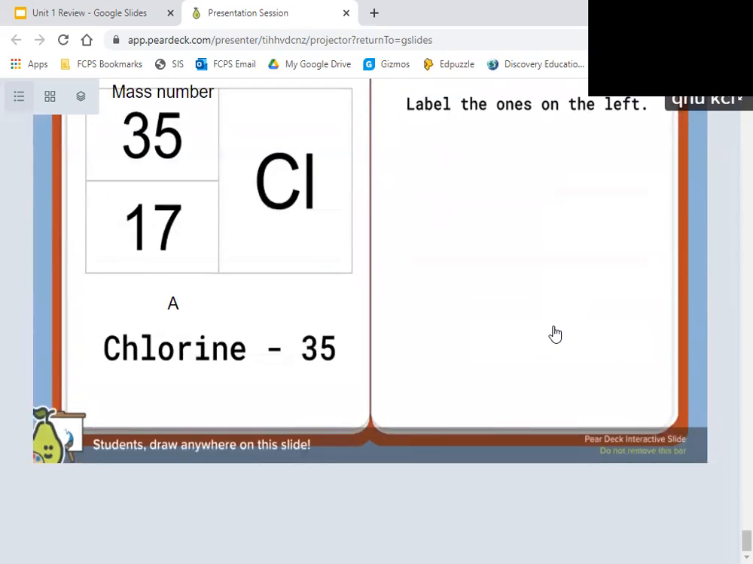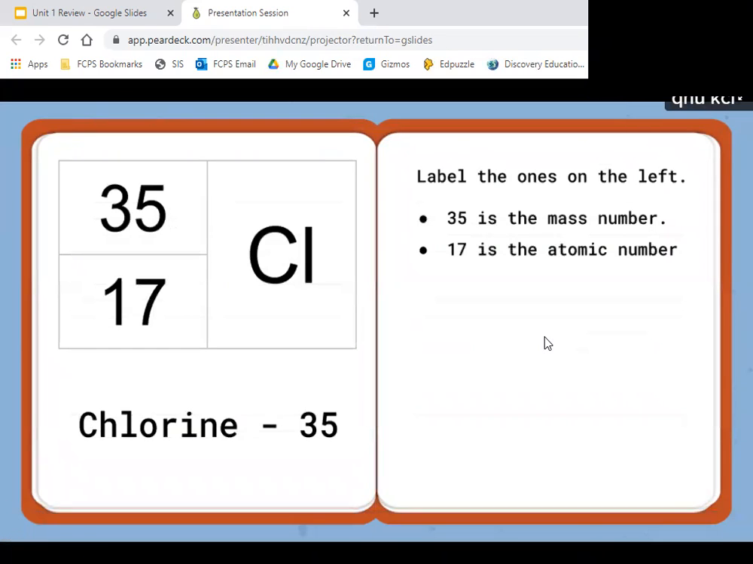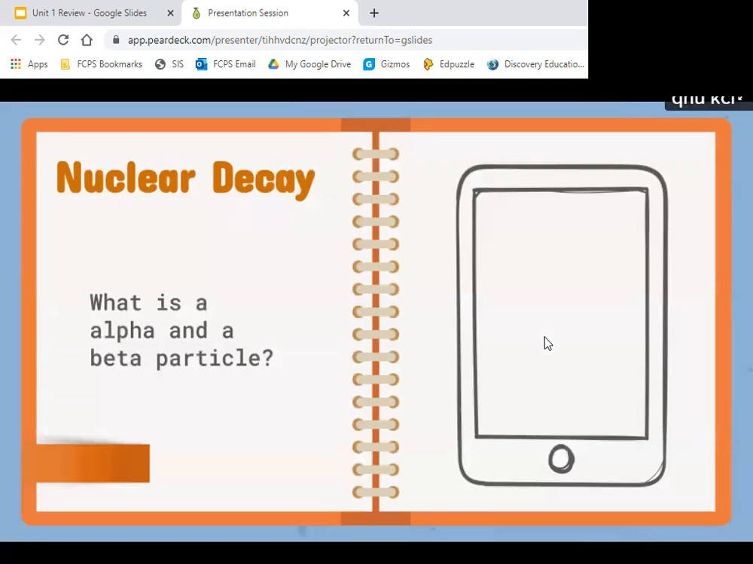All right, so I'm going to move on to the next part. Here's some information you guys need to know. If you don't know this, then we're back to day one. So 35 is the mass number, and 17 is the atomic number. If you remember from your Gizmos, if you have done it, do you remember what the alpha particle is by any chance? What was it?